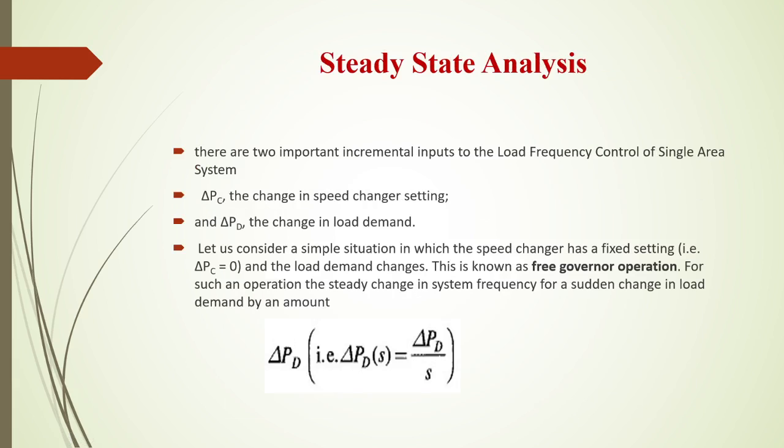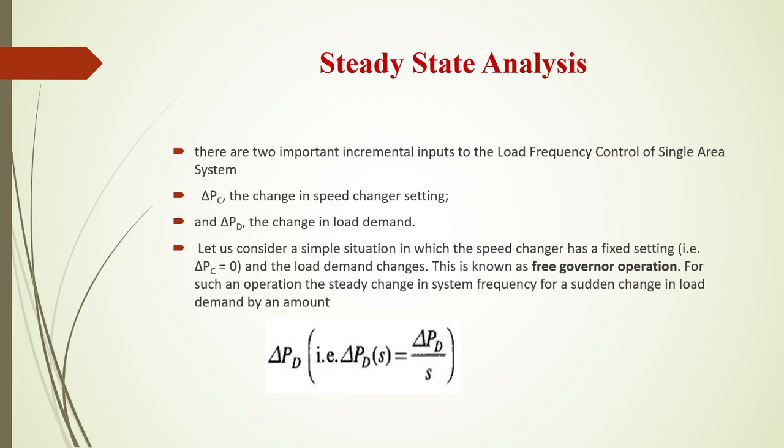So let us see the steady state analysis. There are two important incremental inputs to the load frequency control of a single area system. The first is delta Pc and the second is delta Pd. Delta Pc is the change in speed changer setting. Delta Pd is the change in load demand. Let us consider a simple situation in which the speed changer has a fixed setting, that is delta Pc is 0, and load demand is changing. So we are considering a case where the speed changer is fixed and load demand is changing. This is known as free governor operation.